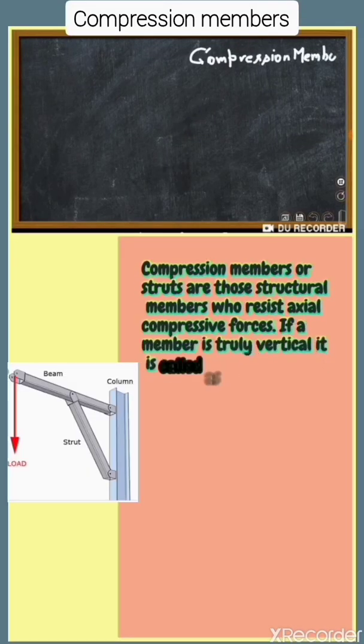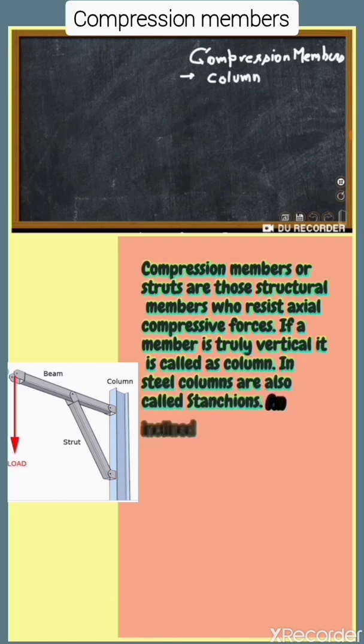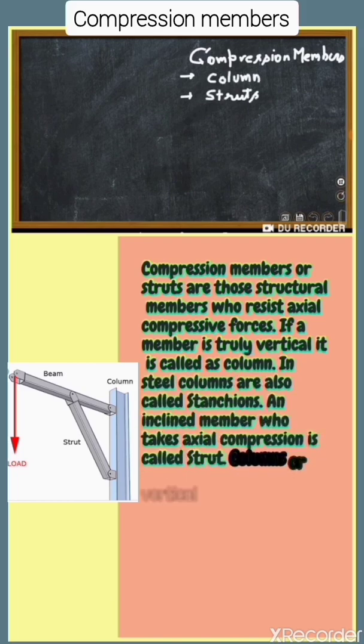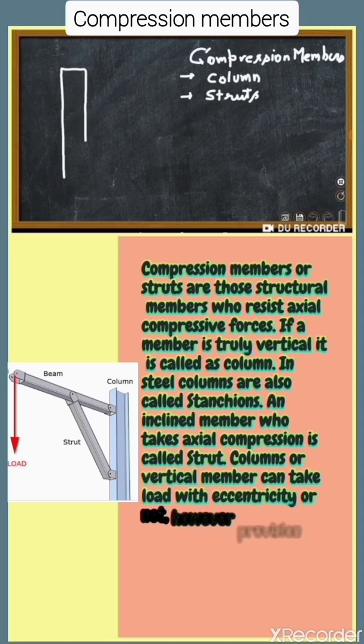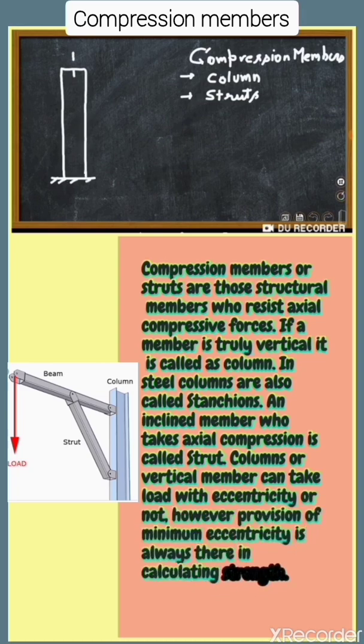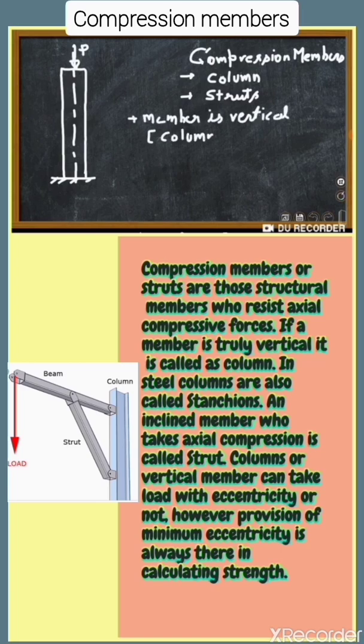Compression members or struts are those structural members which resist axial compressive forces. If a member is truly vertical, it is called a column. In steel, columns are also called stanchions. An inclined member which takes axial compression is called a strut.